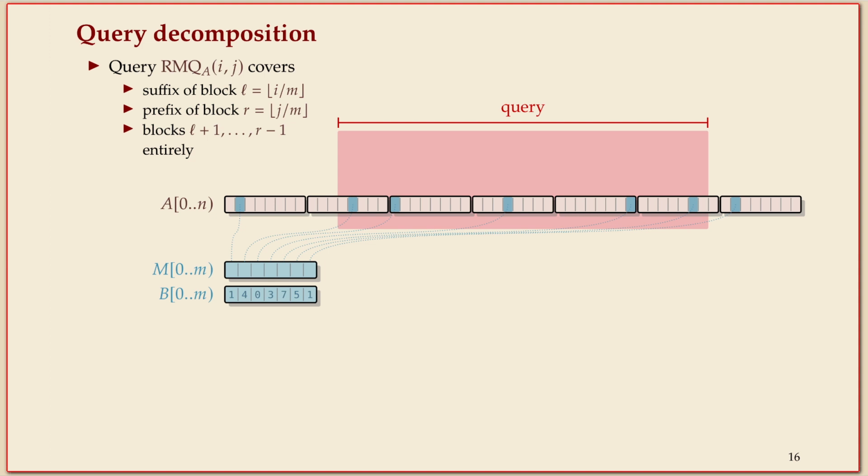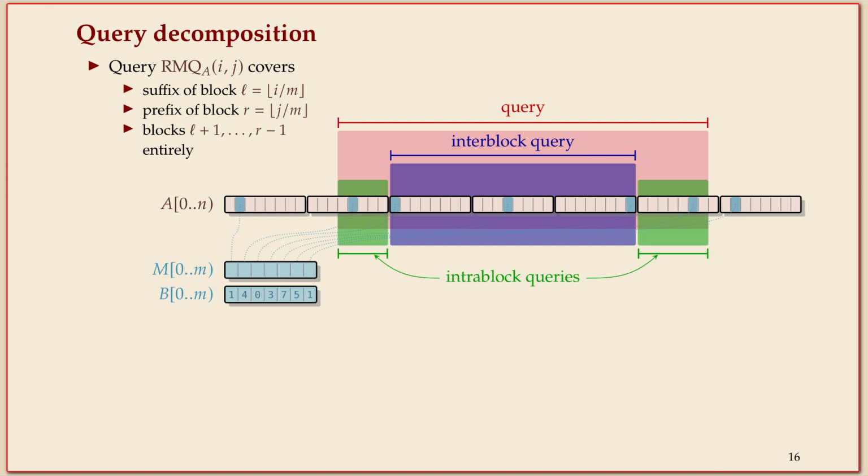In the general case, we can at least decompose a query into different parts now. So a general query from i to j may look like the red one here. And then there's a green part, which is the remainder of one block that still is in the query part, but it's not an entire block. And you can have the same thing at the end, a prefix of a block. And then there may be a middle part that spans entire blocks.